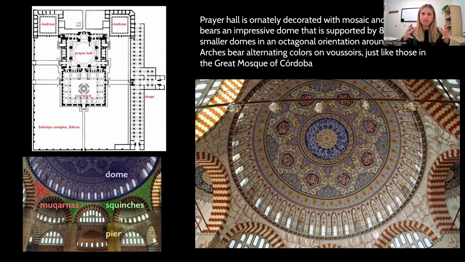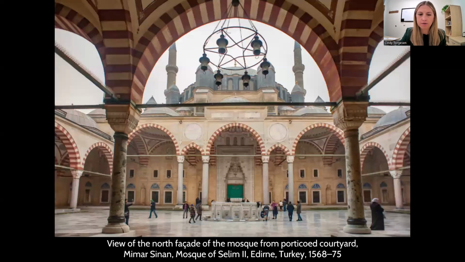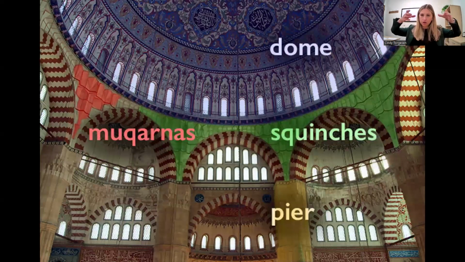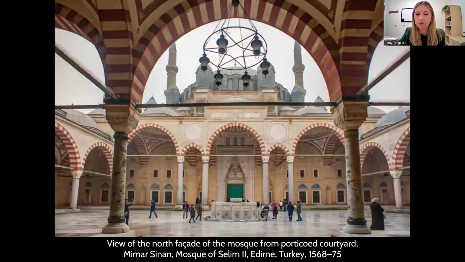And then you'll notice I have this diagram. I think I have a close-up picture of it here. You have this large dome on top. You have the squinches, which are these connecting areas that connect the square structure on the bottom to the dome. And then within those squinches, there's lots of carved out niches, which are these muqarnas, and then the piers at the bottom are holding up the entire structure.